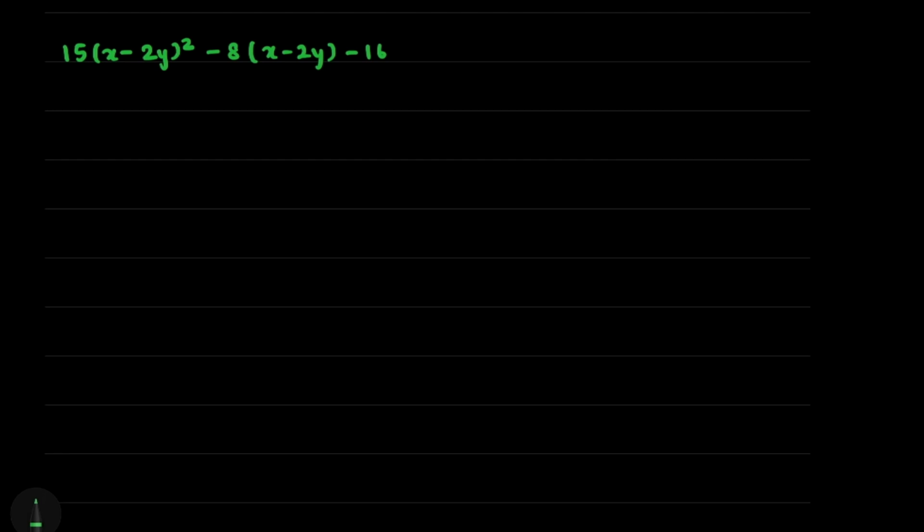Now we have another question. Here we have x minus 2y as something that can be represented. If we put this as, say, a, we can simplify this equation. So let's simplify this expression. That would be 15a squared minus 8a minus 16. Let's first solve this one. We need to find p plus q equal to minus 8, and p into q would be equal to 15 into minus 16, and that is minus 240.